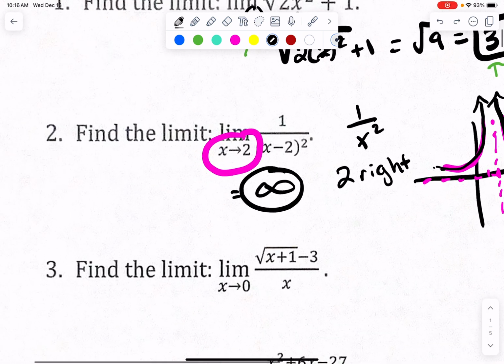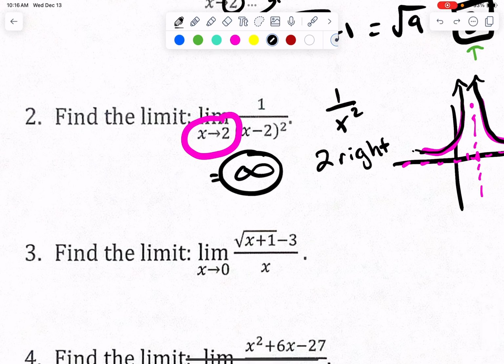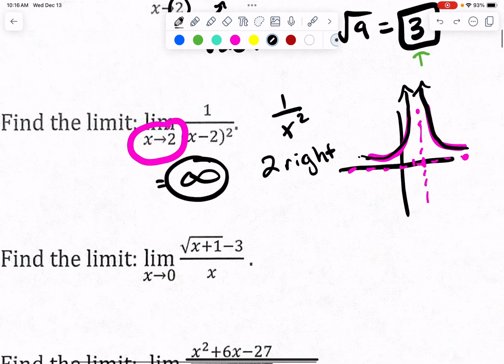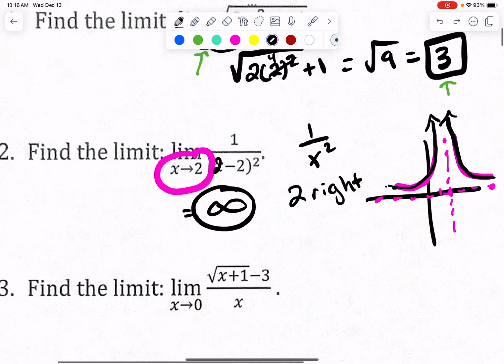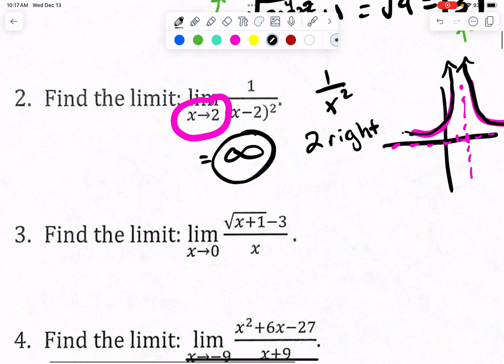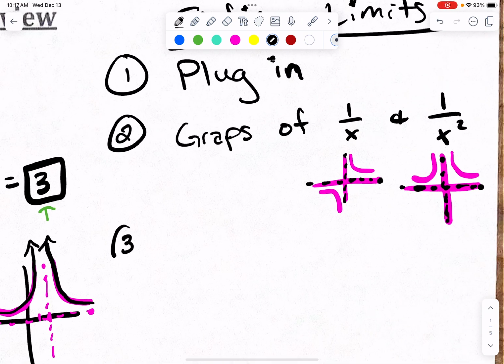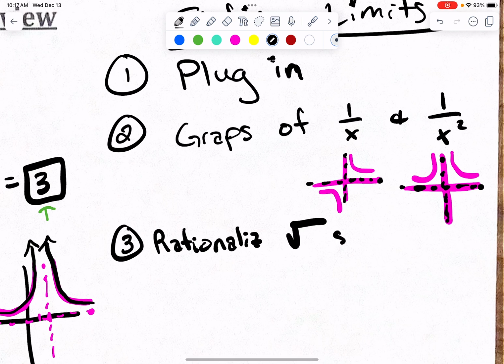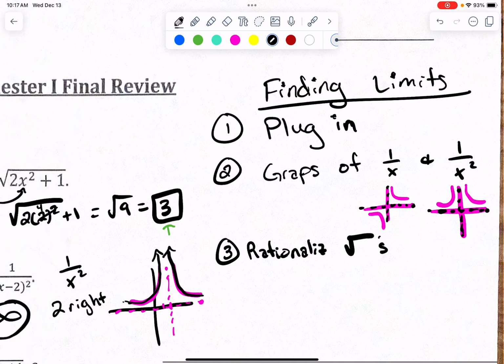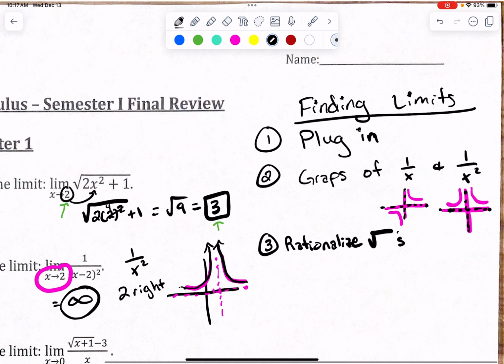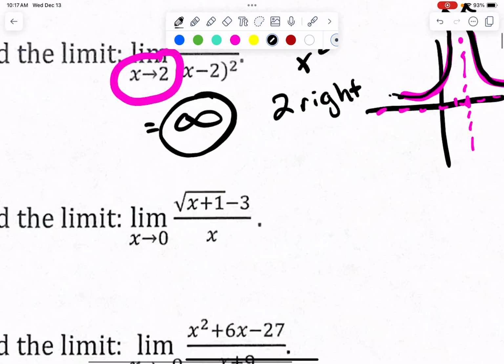That was number 2. Number 3, I try to plug in always, but if I plug in 0, I'm going to end up with 0 on the bottom, so that's not going to work. If I would have, on number 2, tried to plug in 2 minus 2 is 0, that wouldn't have worked either, okay? So always try to plug in first. But number 3 is going to be a scenario when you try to rationalize. So number 3, rationalize square roots, okay? In this case, the square root is in the top.